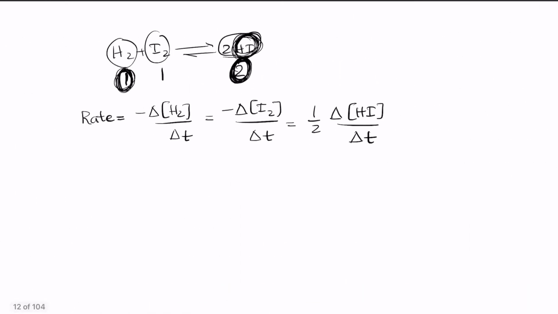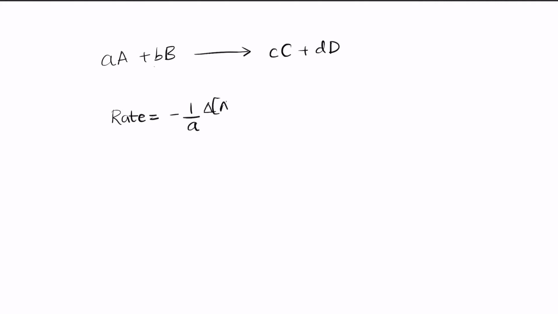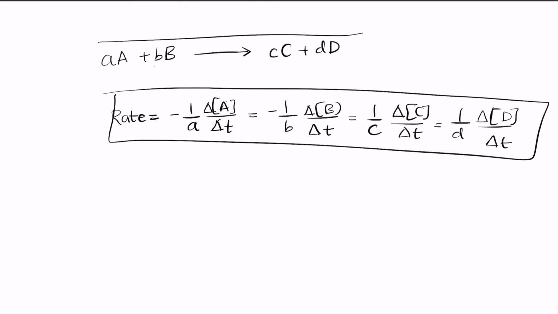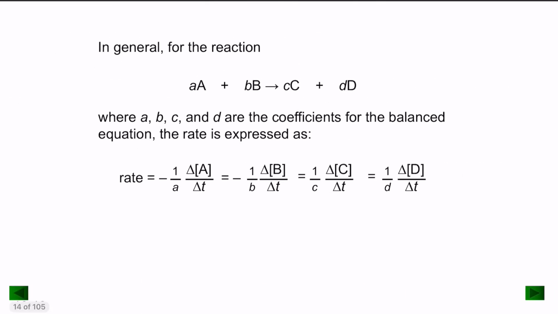Now, how do we generalize this reaction? If you write a reaction as aA plus bB gives cC plus dD, notice that small a, b, c, d are all coefficients. So the rate of reaction here can be written as minus 1 by a times delta A by delta T is equal to minus 1 by b times delta B by delta T equals 1 by c times delta C by delta T equals 1 by d times delta D by delta T. So this is the rate, and this is the general rate formula for a reaction aA plus bB gives cC plus dD. So this is the general rate of reaction.